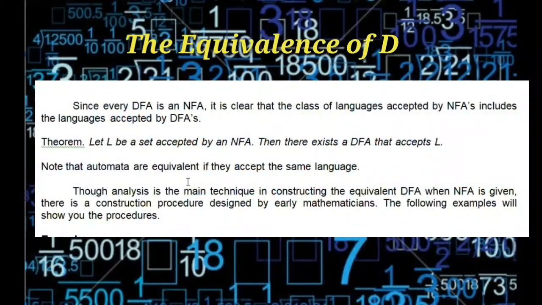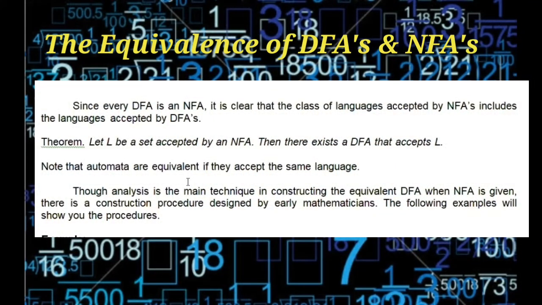Let us now discuss the equivalence of DFAs and NFAs. Since every DFA is an NFA, it is clear that the class of languages accepted by NFAs includes the languages accepted by DFAs. So, this is very common sense. It means that any language being accepted by a DFA is also being accepted by an NFA. Theorem: Let L be a set accepted by an NFA, then there exists a DFA that accepts the same language L. Note that automata are equivalent if they accept the same language.